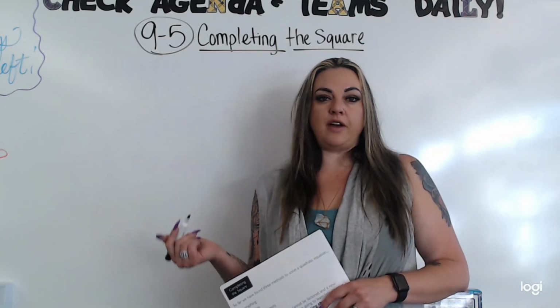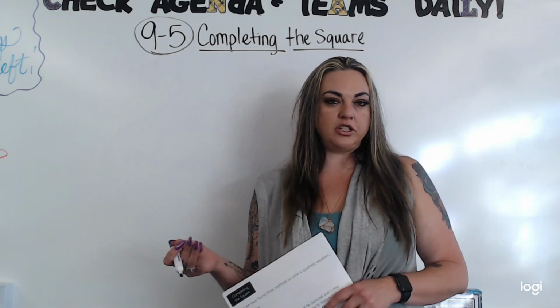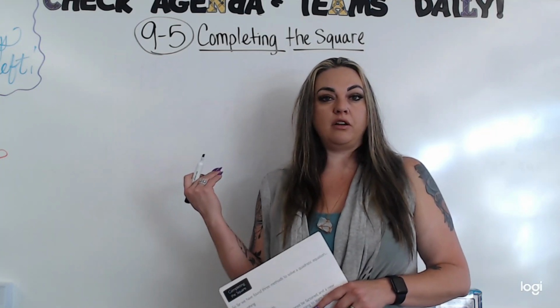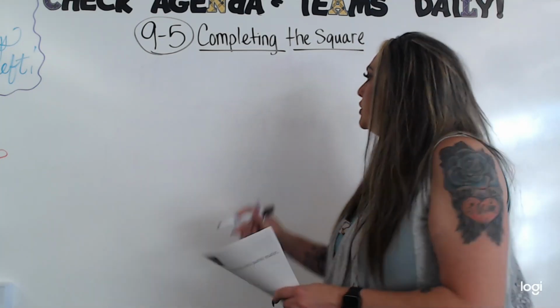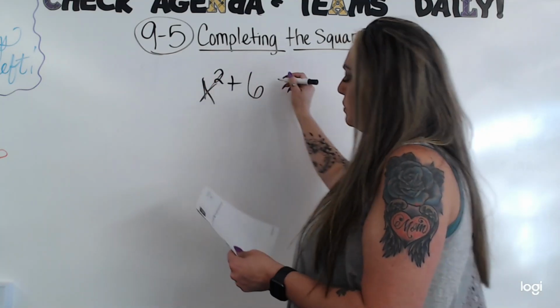So in lesson 9.5, we're going to see another method for how we can solve a quadratic function or equation, and we're going to do this using a method called complete the square. So if we look at this, that's supposed to be x squared.